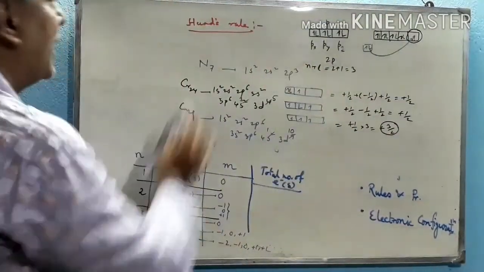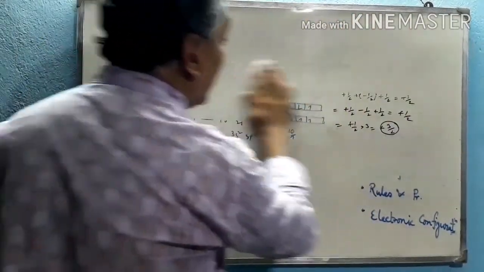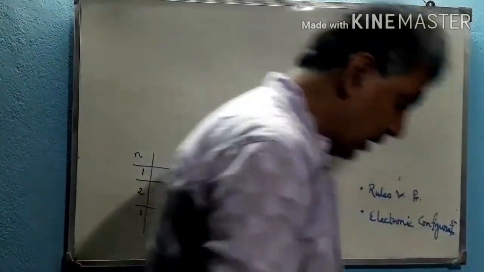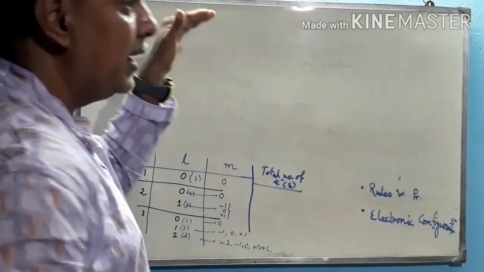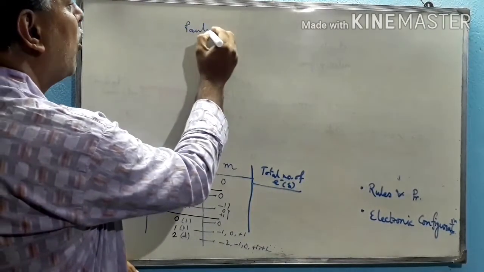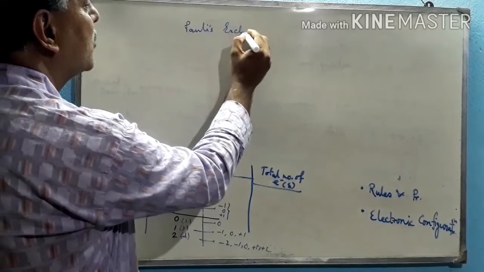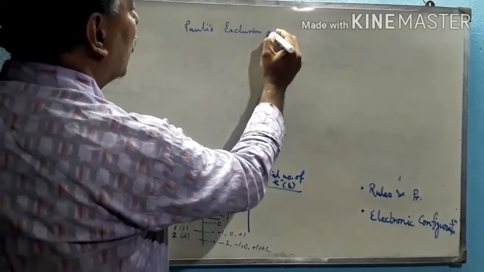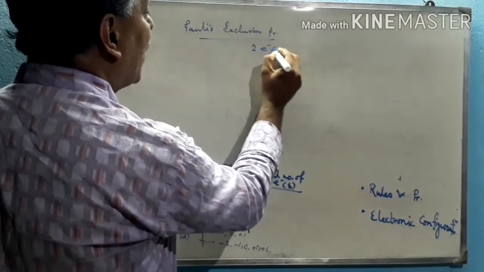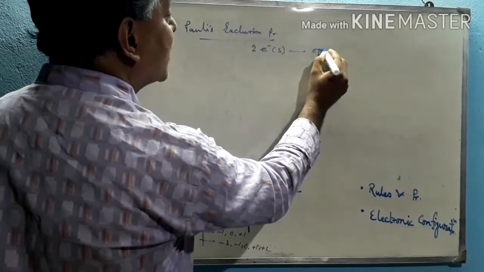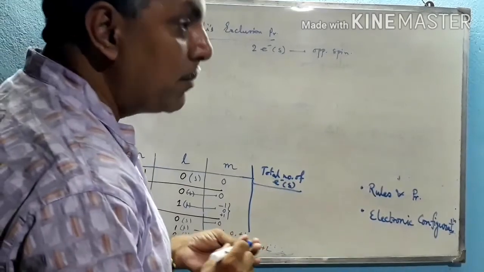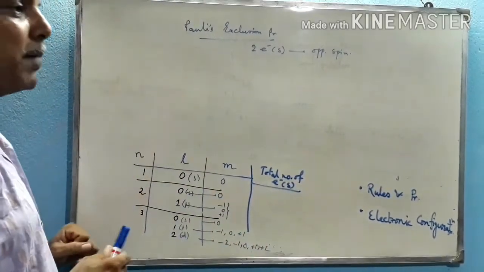Now the last point, after Hund's rule. First we have discussed the Aufbau principle, then Hund's rule, and last is Pauli's exclusion principle. According to this principle, an orbital can accommodate maximum 2 electrons with opposite spin. So no 2 electrons in an atom can have all 4 quantum numbers the same. This is the actual statement of Pauli's exclusion principle.